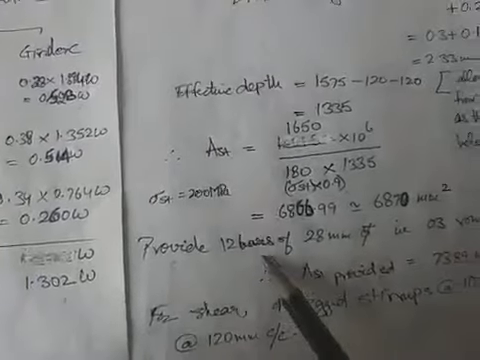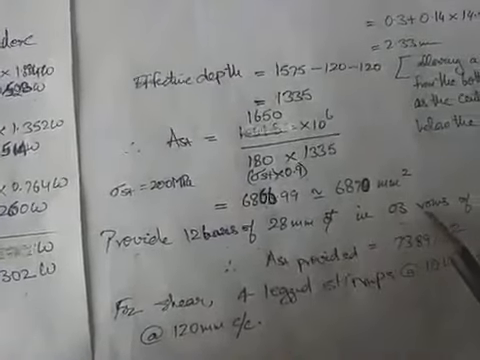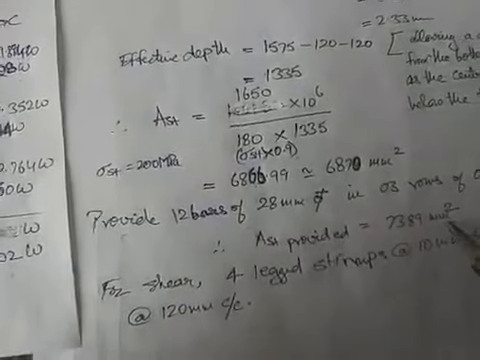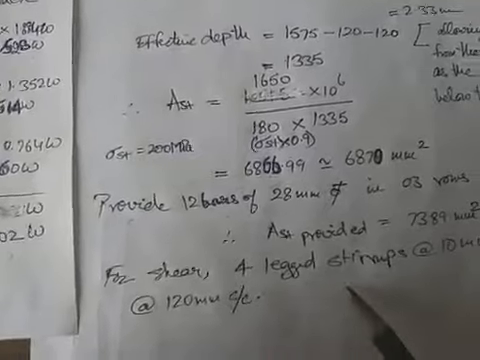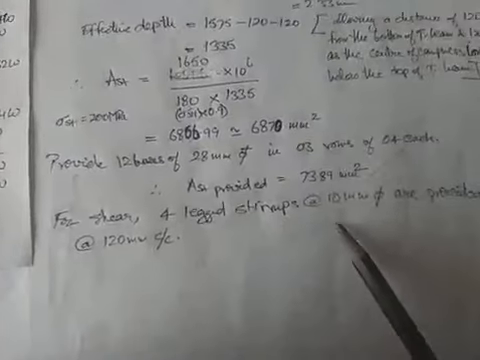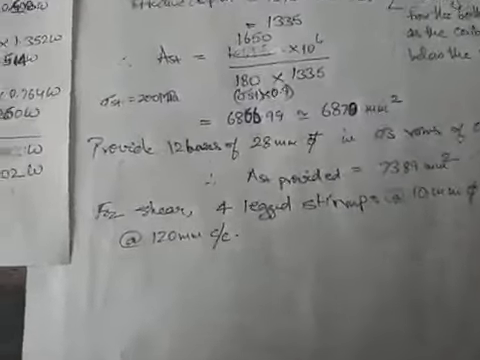I have provided 12 bars of 28 mm dia in 3 rows of 4 each, which gives me provided steel as 17389 mm square. For shear I have provided 4 legged stirrups of 10 mm at the rate of 120 mm center to center. So this was the design of the intermediate longitudinal girders.